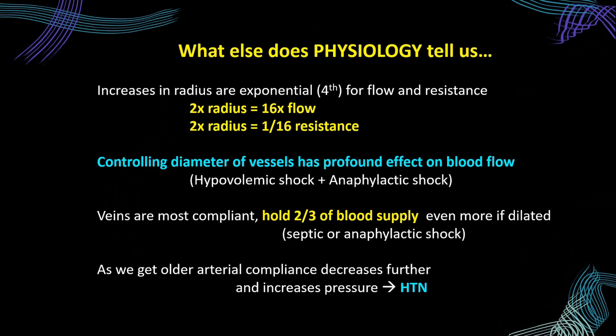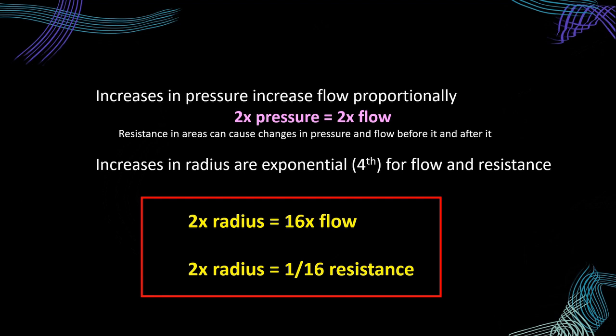The veins are most compliant. They hold 2/3 of the blood supply, as we saw, and they can hold even more if they get dilated. As we get older, arterial compliance decreases further. The vessel can't give as much when blood is in there. It doesn't have as much compliance, and that can lead to hypertension. Increases in pressure increase the flow proportionally. 2 times the pressure will create 2 times the flow.